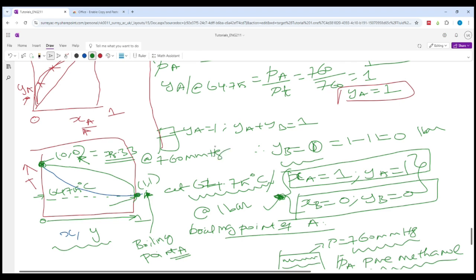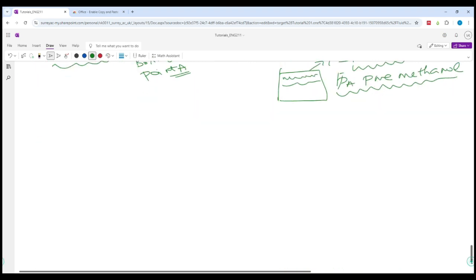And then another question which I asked is to say something about the relative volatility. We know one compound is more volatile, and relative volatility is something that we didn't define during the lecture hours, but I can define it now.